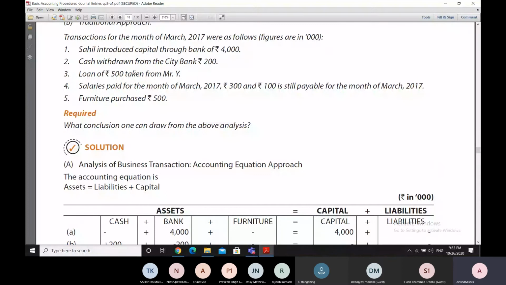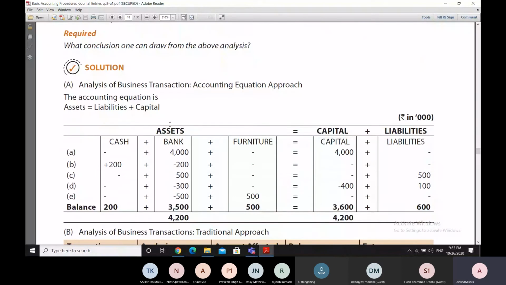Similarly, when we say cash is withdrawn from the bank 200 rupees, cash withdrawn from the bank means there is an addition of cash in the cash balance and there is a reduction of cash in the bank balance, and therefore there is no change in the liability. So what is happening is that one of the assets is going up and the other asset is going down.